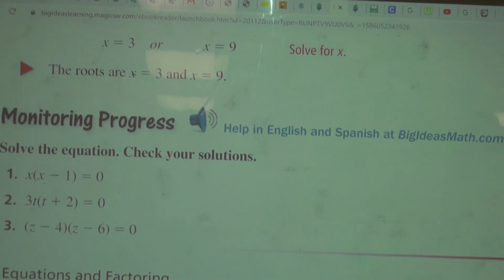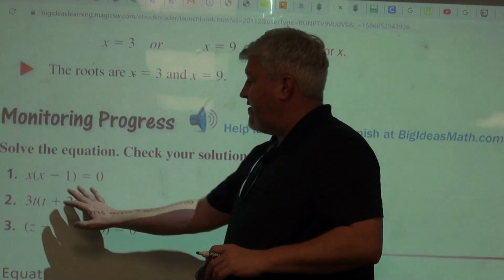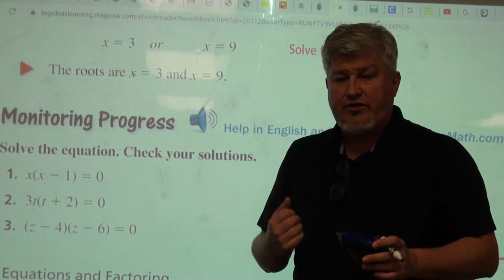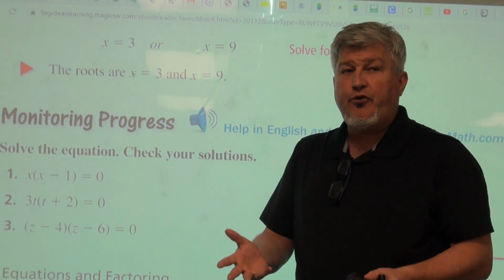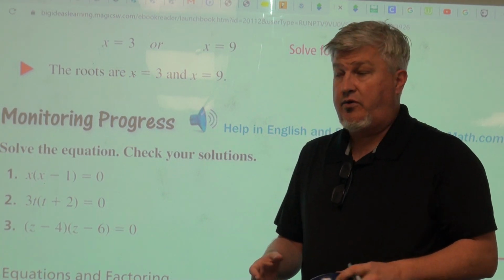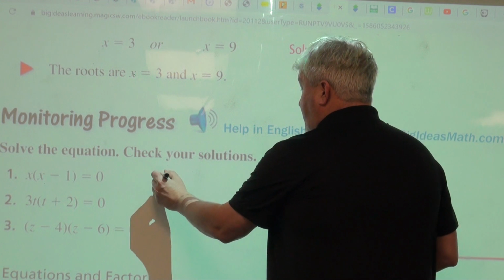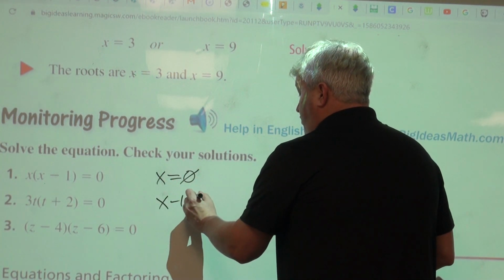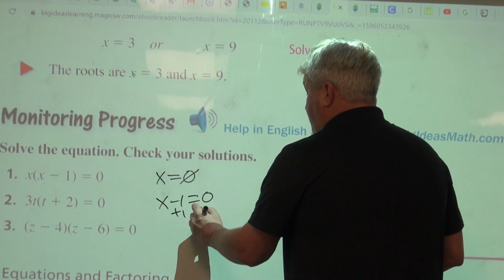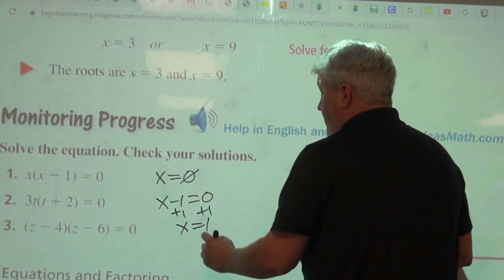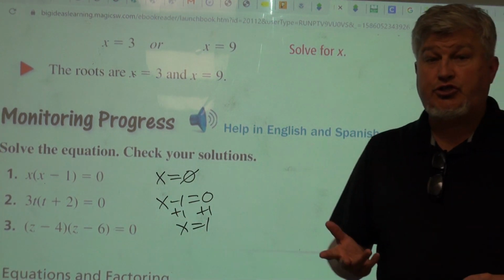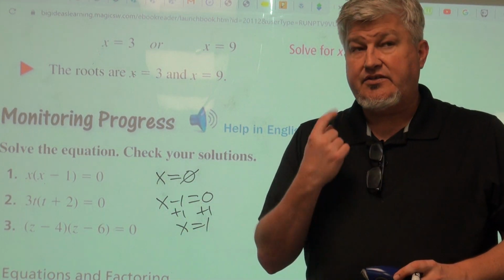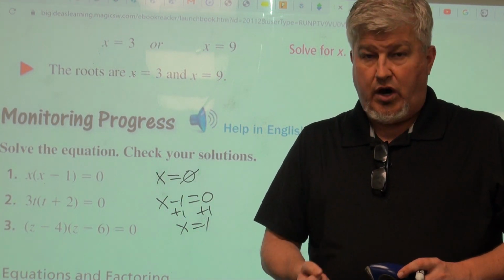Okay, so let's come back. The first one says x times (x minus 1) equals 0. Set both of those terms to 0. So either x equals 0, that's done, no problem, or x minus 1 equals 0, add 1 to both sides, x equals 1. So our two possible solutions for this problem are 0 or 1.